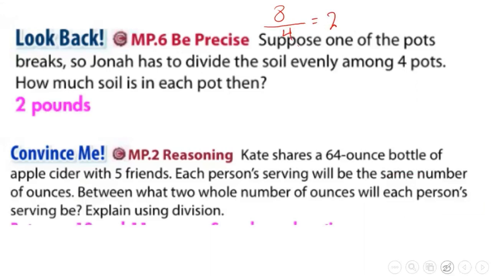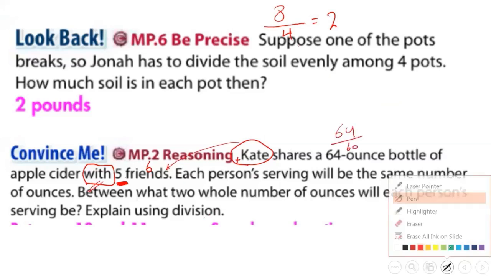Convince me. Katie shares a 64-ounce bottle of apple cider with 5 friends. It means you are going to divide not over 5. You are going to divide over 6 here. Why 6, Mr. Ali? Because she shared with them. So it means 5 friends plus Katie. So Katie is participating in the sharing with them. So it will not be 5 as divisor. It will be 6 as divisor because Katie needs to share with them. So I will divide 64 over 6, not over 5.